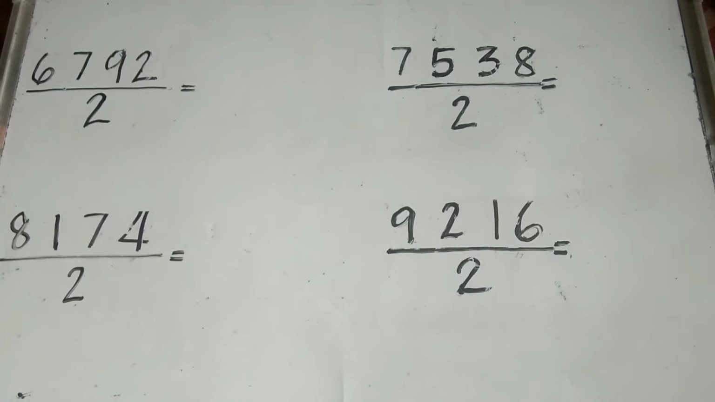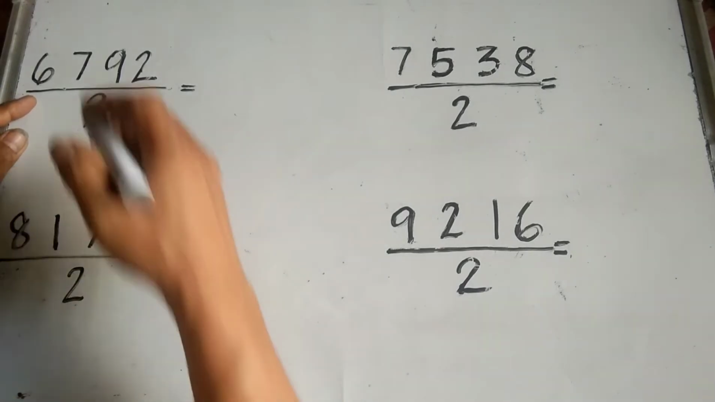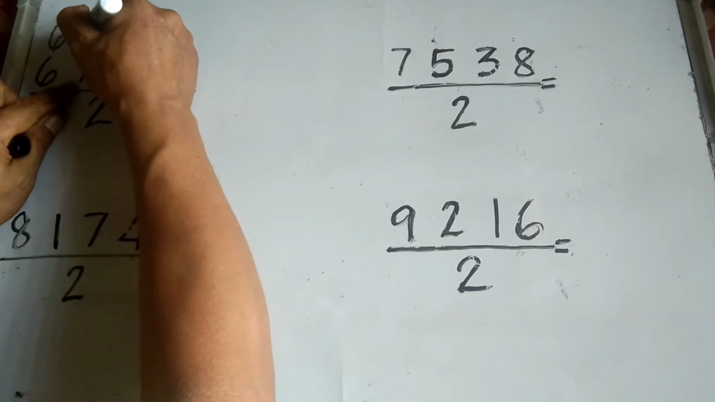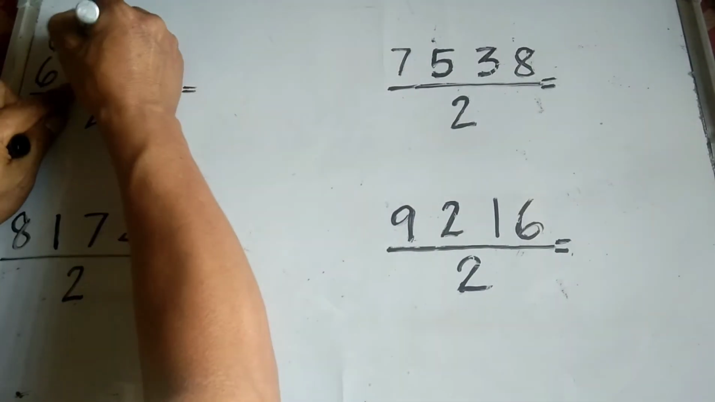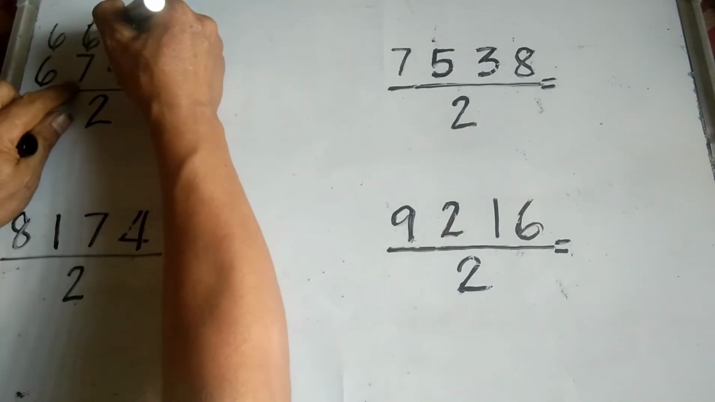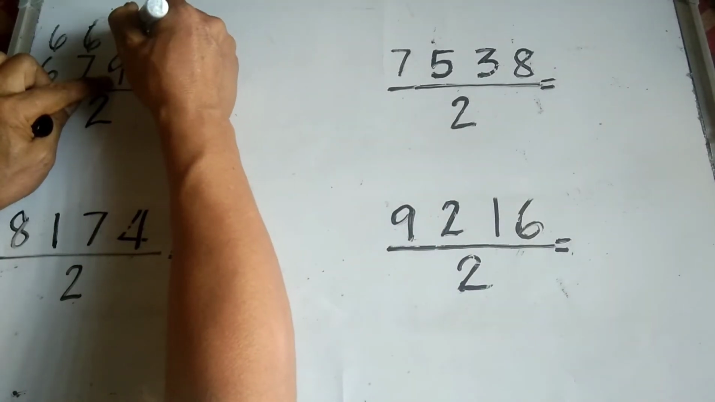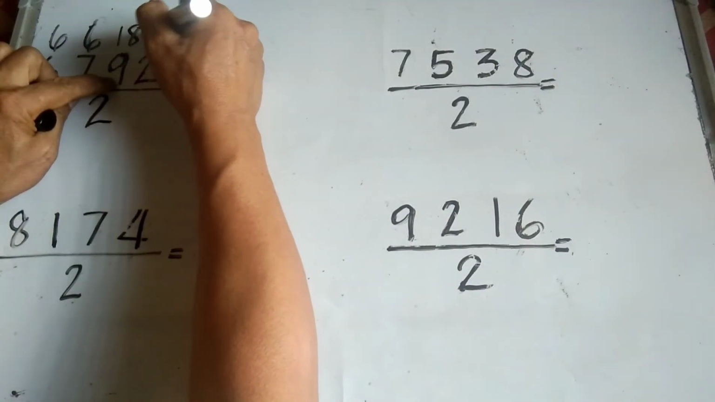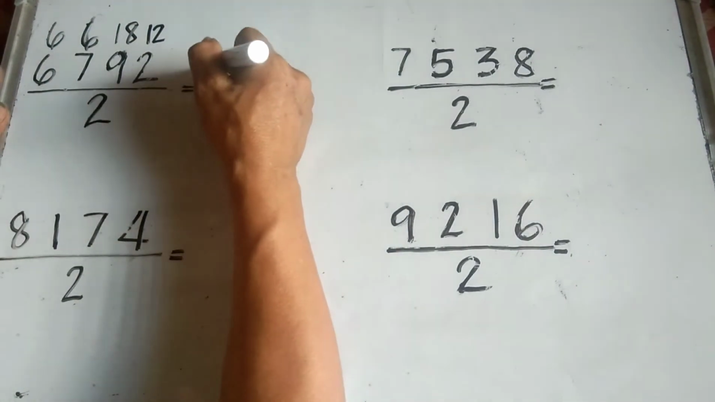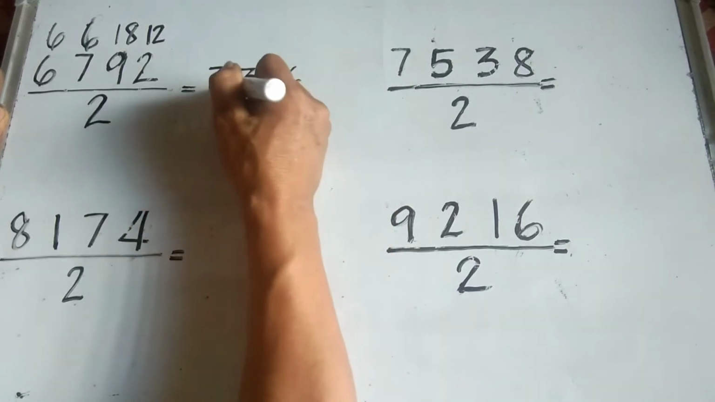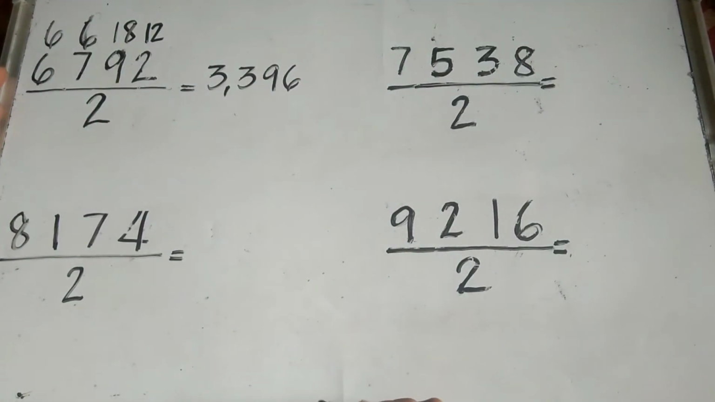So we will make our dividend divisible by 2. 6 is divisible, so this will remain 6. 7 cannot be divided, so we lower it down to 6. 1 is the remainder, so we will carry it to the next digit. 19 cannot be divided, so we lower it down to 18. 1 is the remainder, bring that to the next digit. So we can now divide. You have 3, 3, 9, and 6. 3,396 is our answer because we have changed our dividend to numbers divisible by 2.